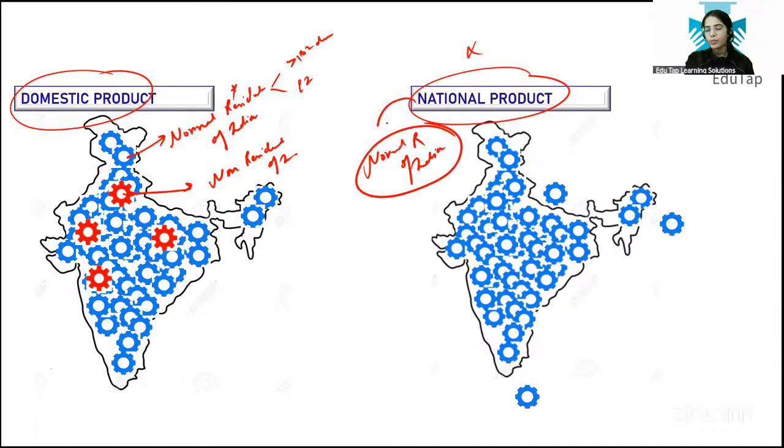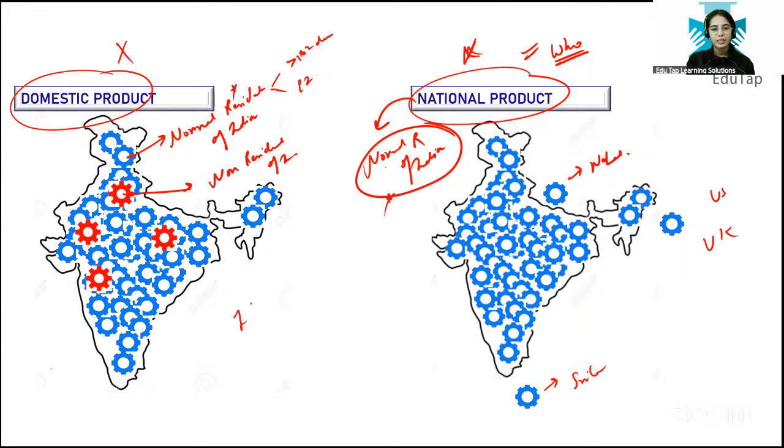So in the national product, it matters who is producing. In domestic product, it doesn't matter. But in national product, it matters who is producing. The territory does not matter in the national product. Even if the production is happening in Nepal, Sri Lanka, the US or the UK, if it is being produced by a normal resident of India, it is included in national product.